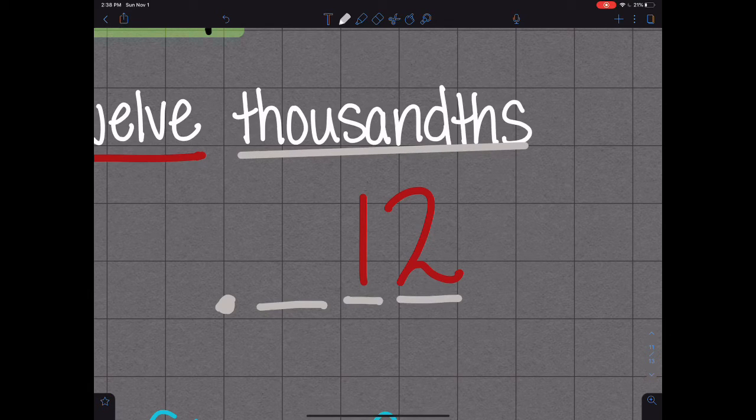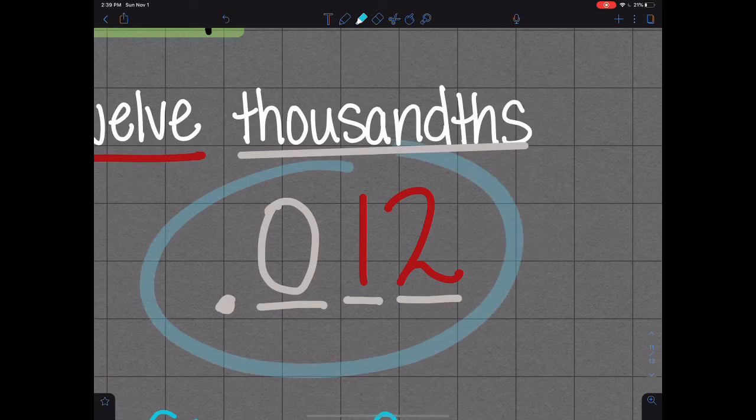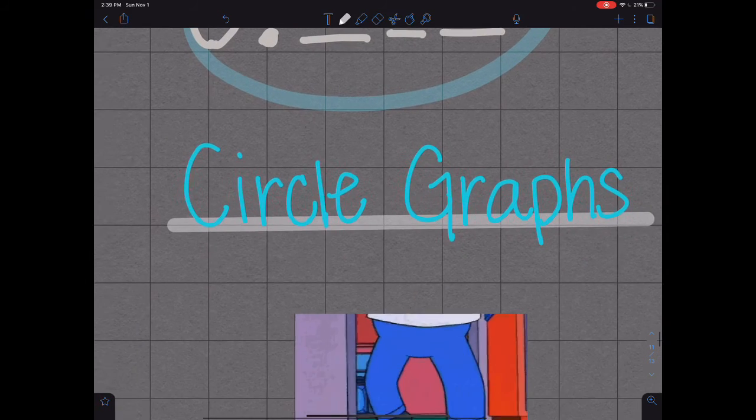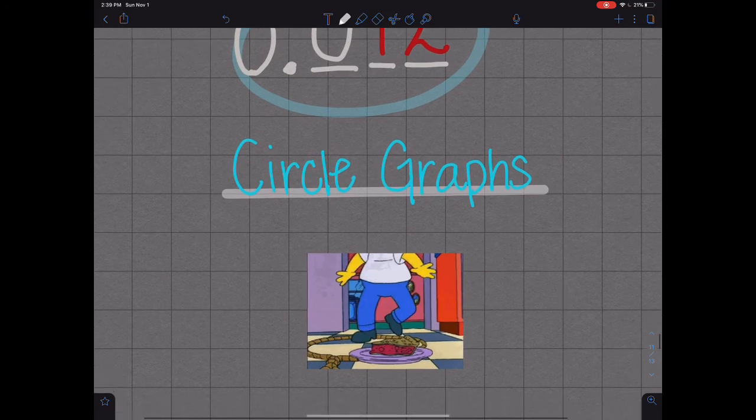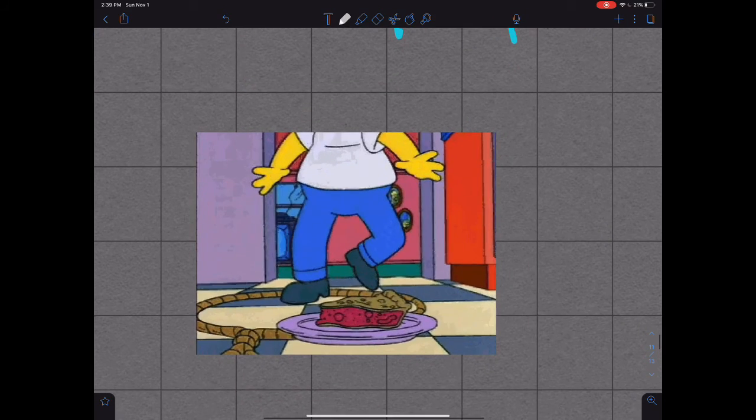So there's 3 spaces past the decimal point because of this word thousandths right there. So any empty space, I have to fill it with a 0. So now I know that the answer is 0.012. You could also put a 0 in front of the decimal right there. That doesn't change the answer. So this is the more correct answer, 0.012. Okay? All right, now we're going to go on to talk about another concept, which is circle graphs.